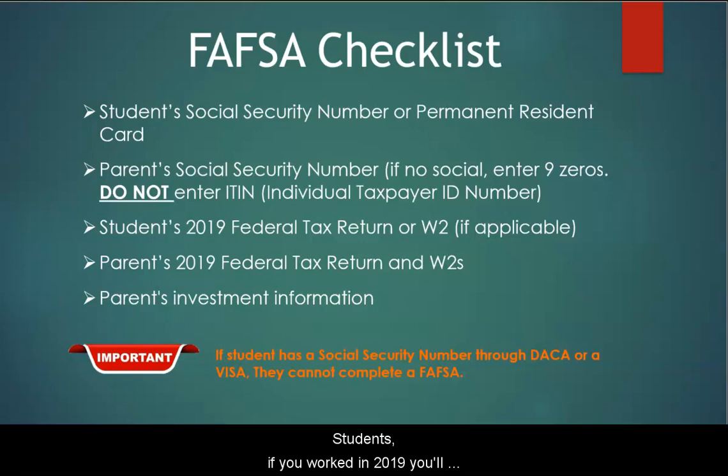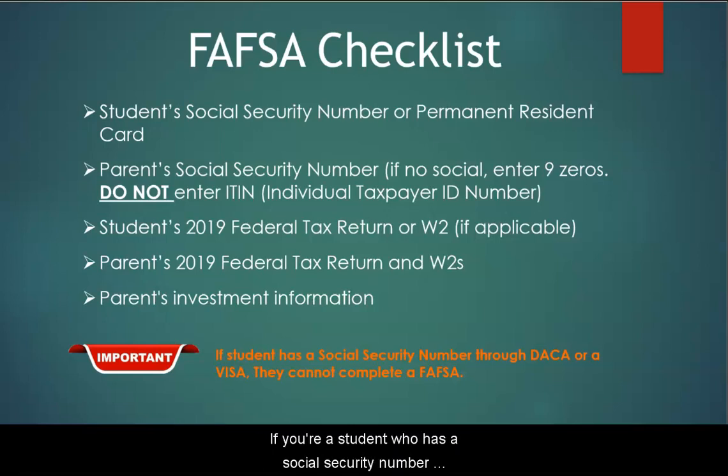Students, if you worked in 2019, you'll need to have either your federal tax return if you filed taxes or your W-2 if you did not file taxes. Parents will need their 2019 federal tax return as well as their W-2s if they earned wages in 2019 and filed their taxes. If they did not earn enough wages to file taxes, they do not need to provide tax information. Parents will also need to have their investment information handy as they may be required to provide net worth investment information in the application.